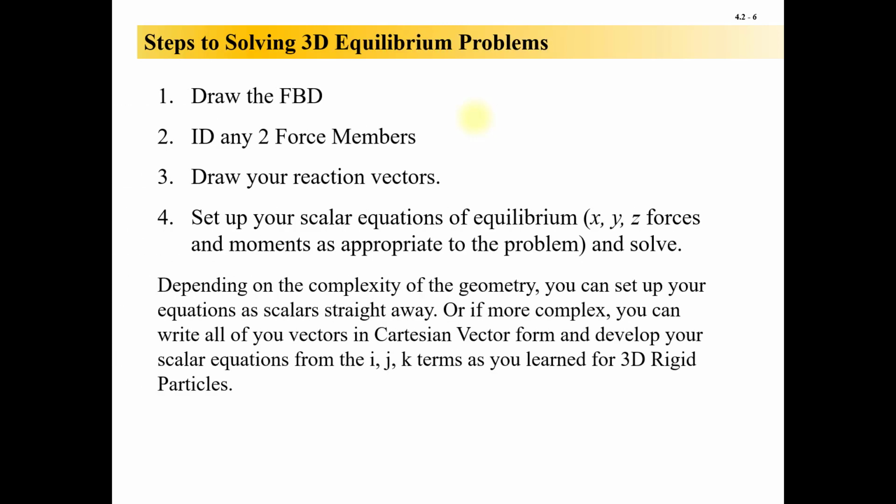Again, similar to 2D, here are the steps. Draw the free body diagram. Identify any two force members. You still have two force members in 3D just like you have them in 2D. Draw your reaction vectors as you see them. Set up your scalar equations of equilibrium. You now have up to 6, right? X, Y, and Z forces and X, Y, and Z moments. And then solve that system.